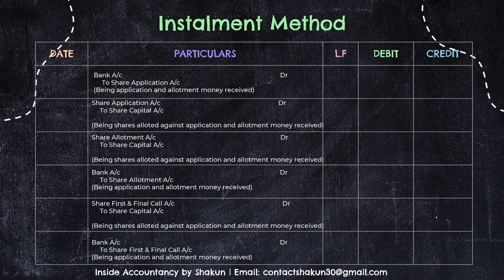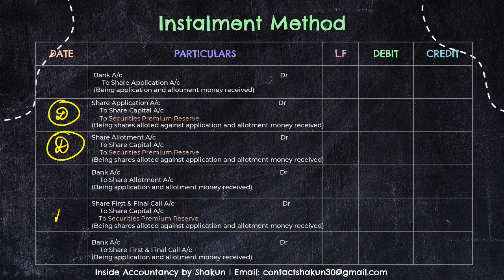Similarly, in the installment method, the premium may be on the application stage, allotment stage or call stage. It can be on any one of the stages. Depending upon where it is given, if it is on application, then we credit it in the application due entry. If it is on allotment, we credit it in the allotment due entry, and if it is on calls, we credit it in the call due entry. Whichever stage the premium is on, we credit it in the due entry, but it will be included in the bank amount, obviously.